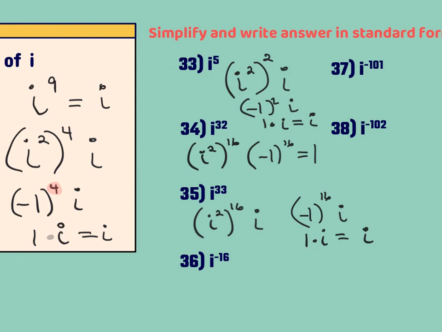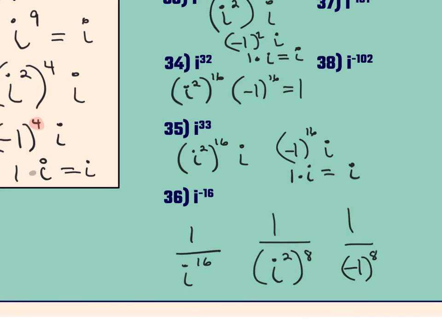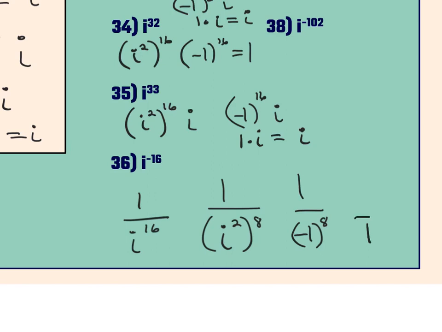36, this is a negative exponent. Remember, a negative exponent turns it into a fraction. Think reciprocal. So this is going to become 1 over i to the 16th power. I now need to divide 16 by 2, and I get 8. I now can change the i squared into -1. Anything raised to an even exponent is 1, so 1 over 1 is 1.